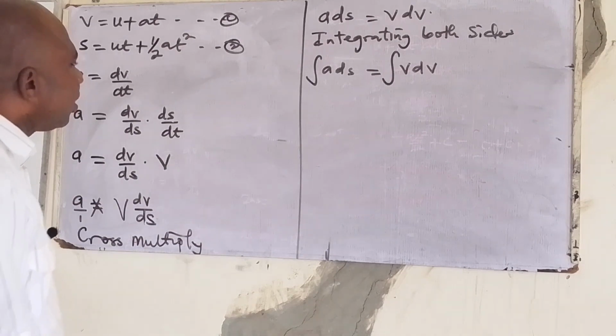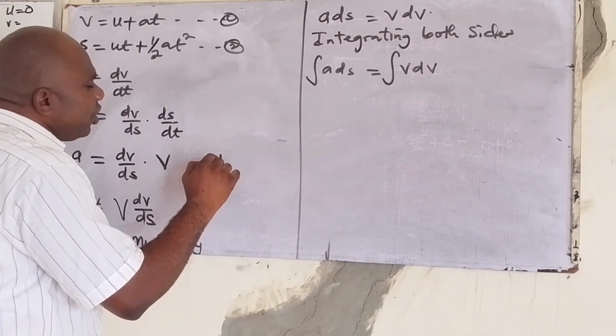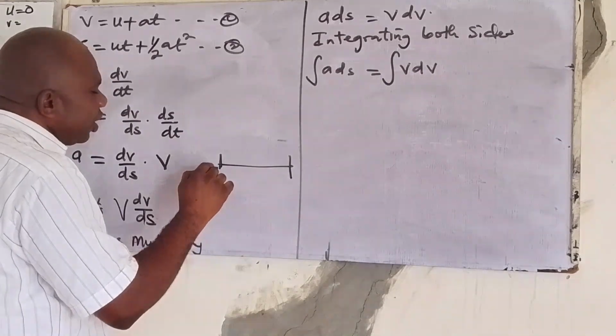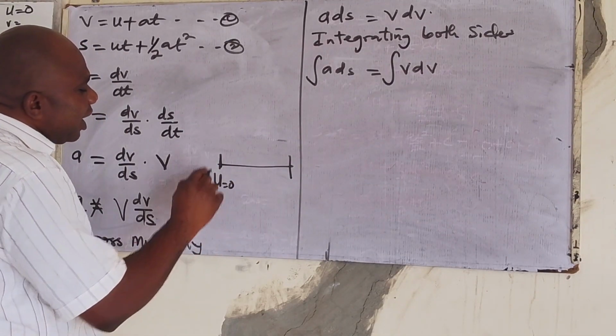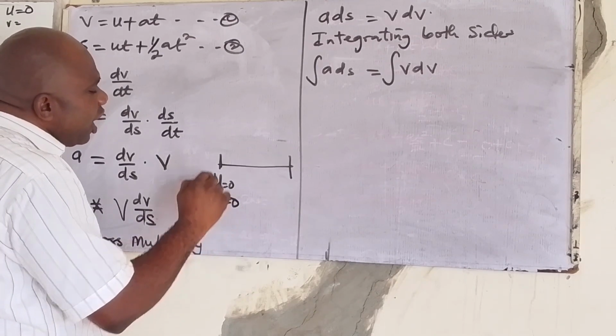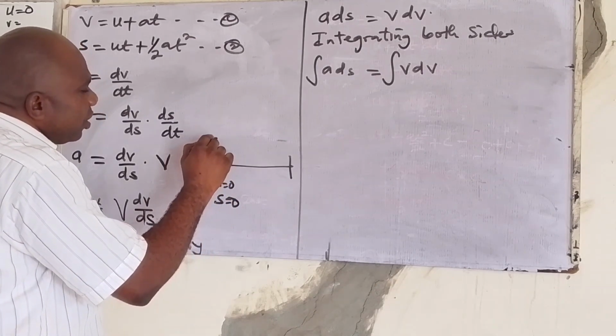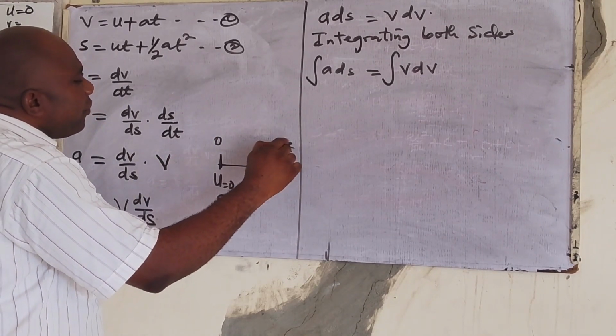Now when the body starts from rest, the initial velocity is equal to 0, and at this point our x is also equal to 0. The time here is 0 as well, and the final time is t.